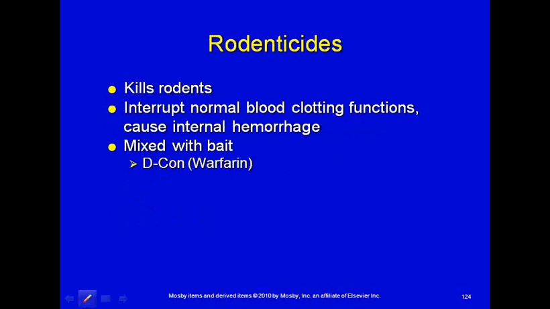Rodenticides kill rodents. They interrupt the normal blood clotting functions, causing internal hemorrhage and death. And the rodenticides are often mixed with bait. An example would be d-CON, and the main ingredient in d-CON is warfarin or Coumadin. These rats that consume the bait thin their blood out to the point where it causes internal hemorrhage and they die.